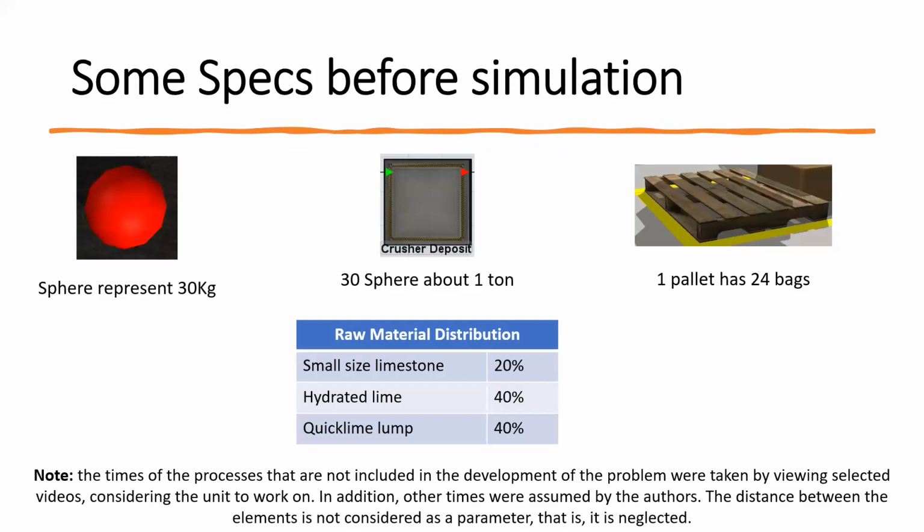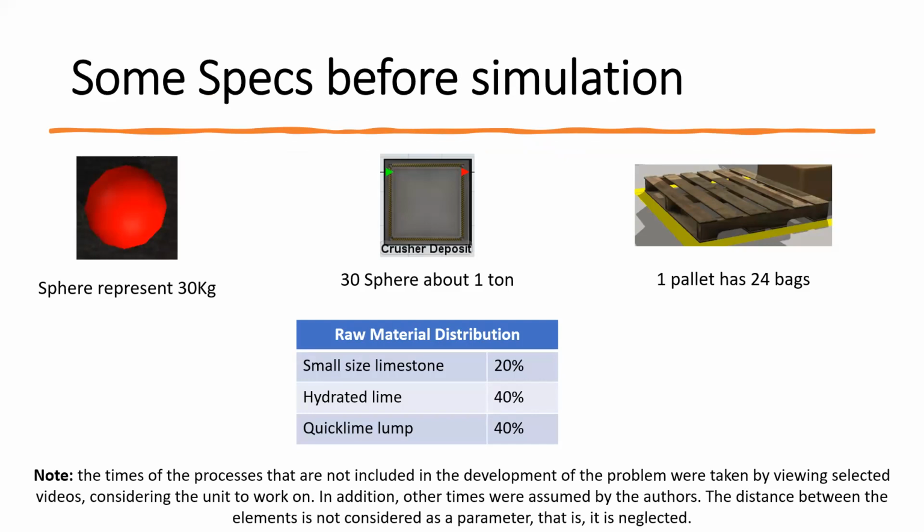Some aspects before the simulation. In the simulation, you're going to see some spheres. Each sphere represents 30 kilograms. The cube is going to have space for 30 of them, and one pallet has 24 bags. This is the distribution for the raw material.